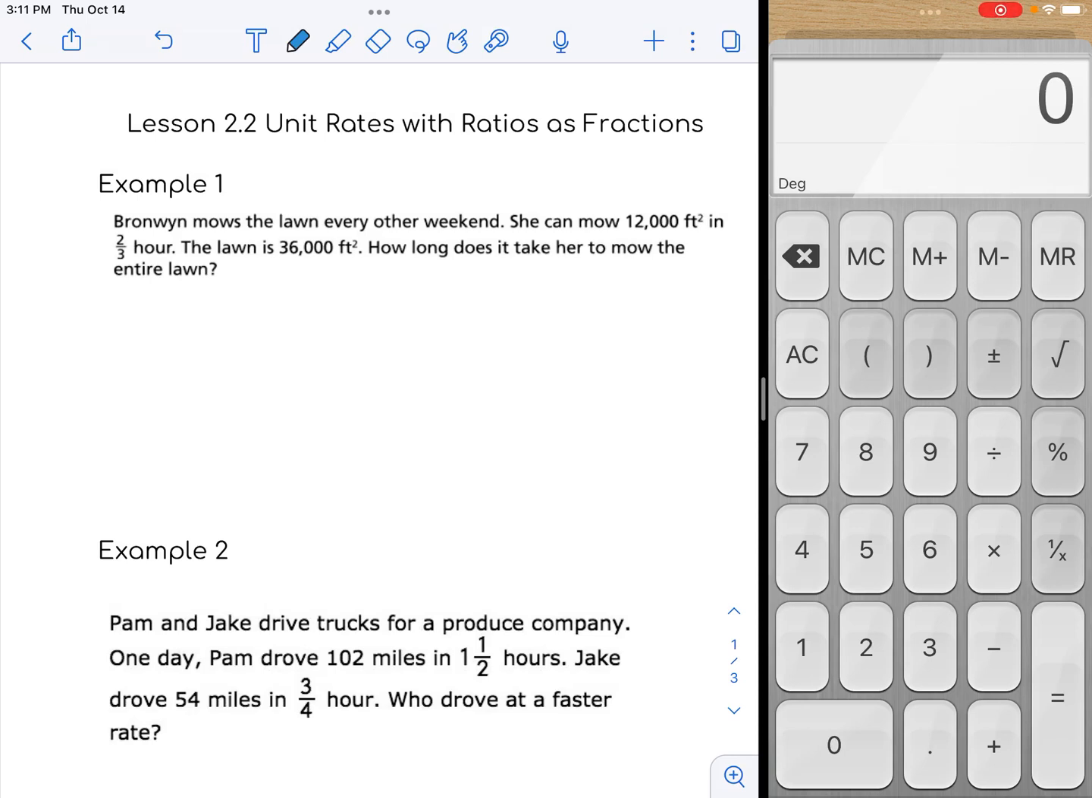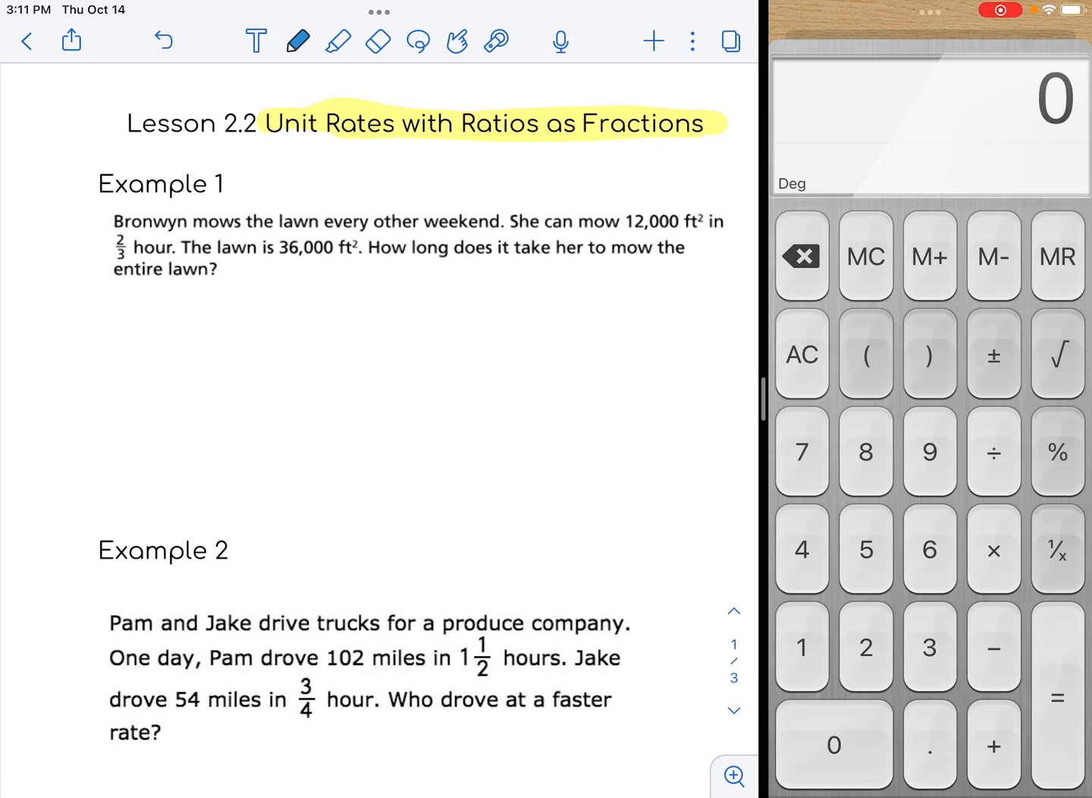Hi everybody, today we're going to be jumping into lesson 2 in our ratios and proportions topic, and we're going to be talking about unit rates with ratios as fractions. So the past couple days we've been talking about unit rates, and now we're going to throw some fractions into our unit rates and see how we can solve those problems.